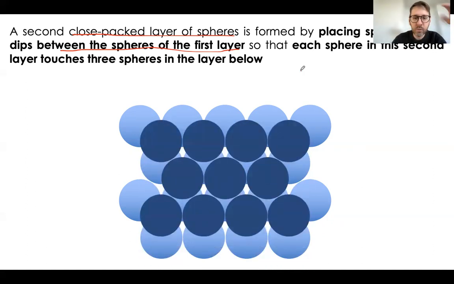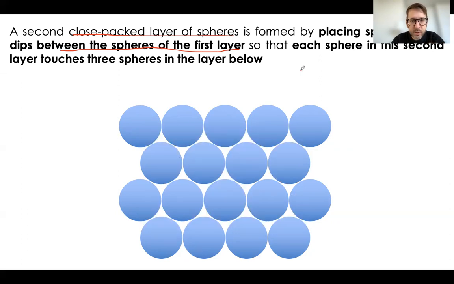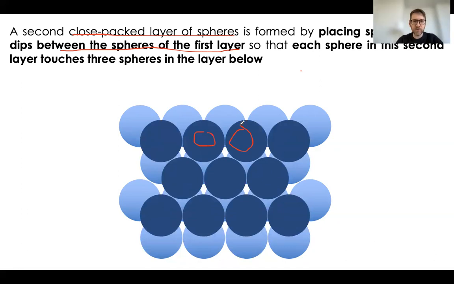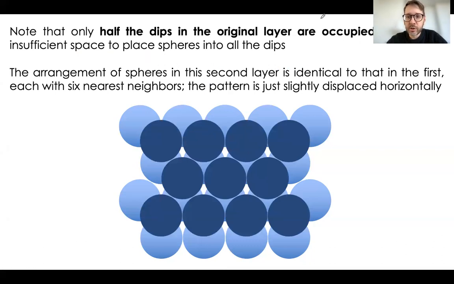So the most efficient way would be to put the second layer in the dips formed within the first layer, so that each sphere in the second layer touches 3 spheres in the layer below. But note that when we do this, only half of the dips in the original layer are occupied, as there is insufficient space to place spheres into all dips. So some of the dips remain unoccupied. So only half of the dips are occupied.